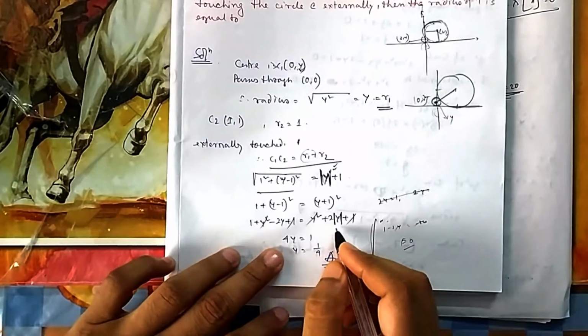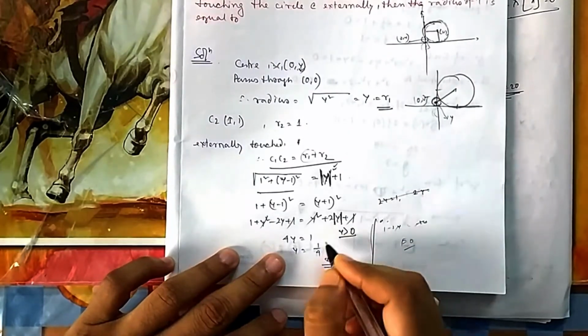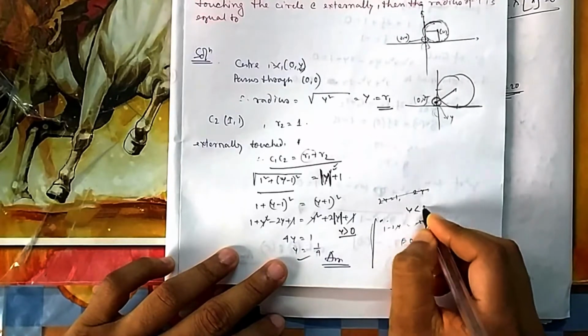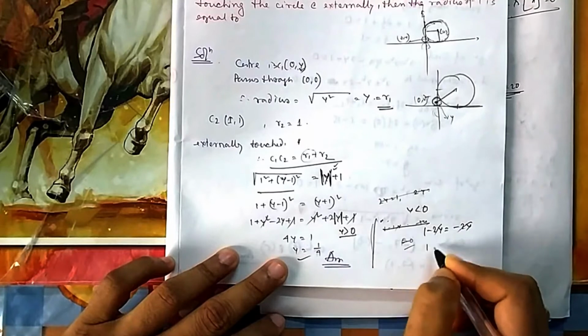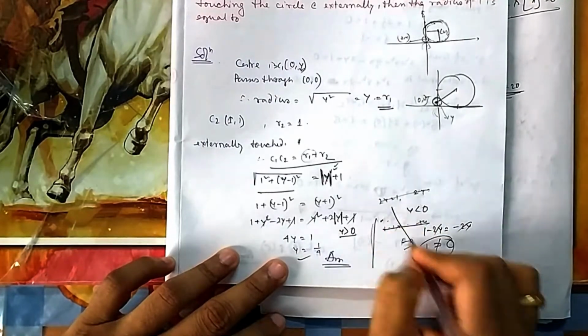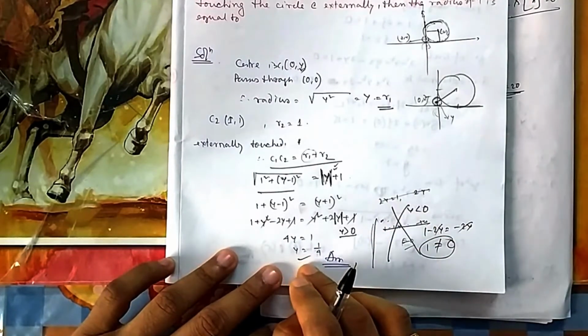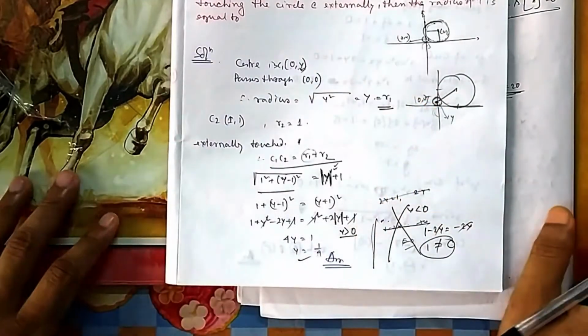So once you make it y is greater than 0, no need of mod, then you will find this one. If y is less than 0, then you will get 1 minus 2y is equal to minus 2y, which doesn't make any sense. So this is not a possible case. So obviously this is the only case. So one circle is possible, from the figure also you can see.